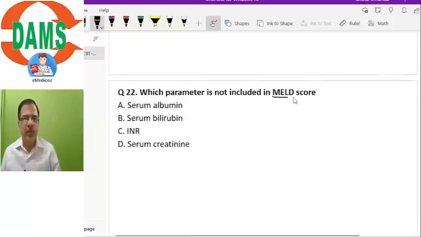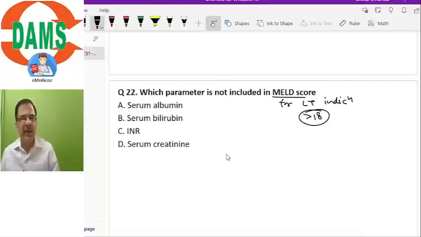Which parameter is not included in a MELD score? MELD score is for the liver transplant indication. So if the score is more than 18, then liver transplant is indicated. This includes serum bilirubin, INR and creatinine. So albumin is not included in the calculation. Albumin is included in the Child-Pugh score.